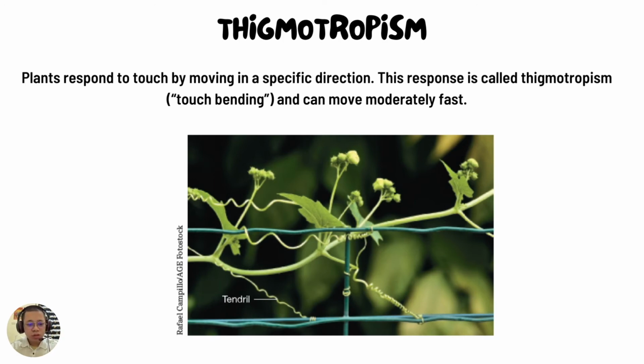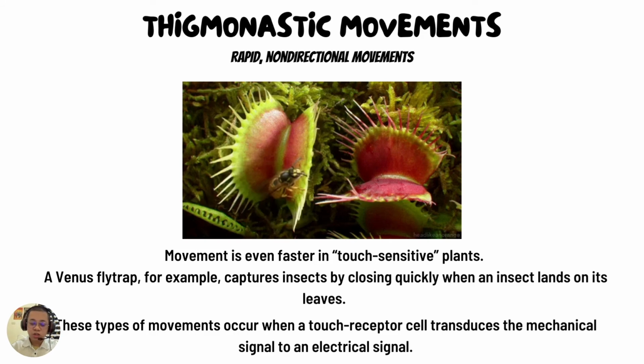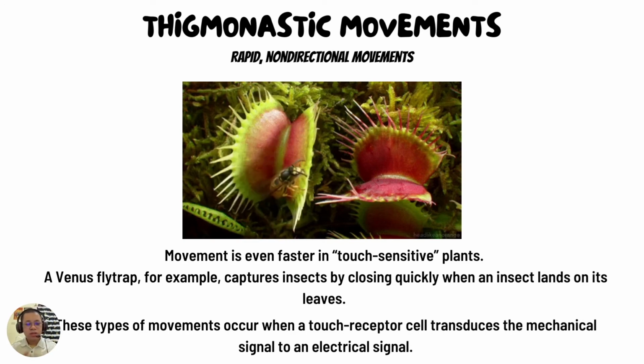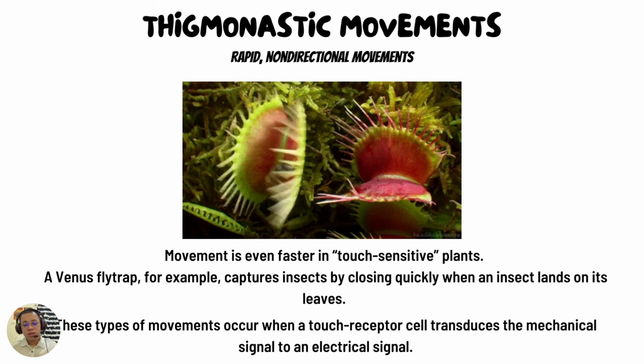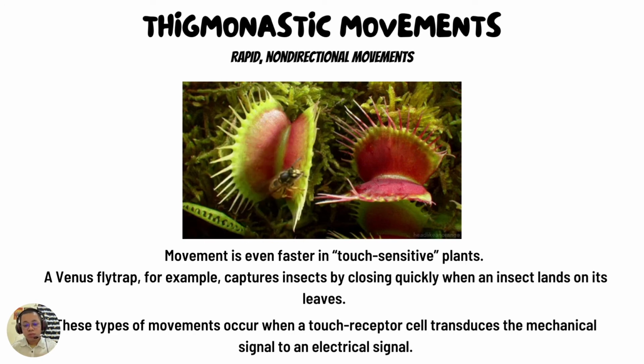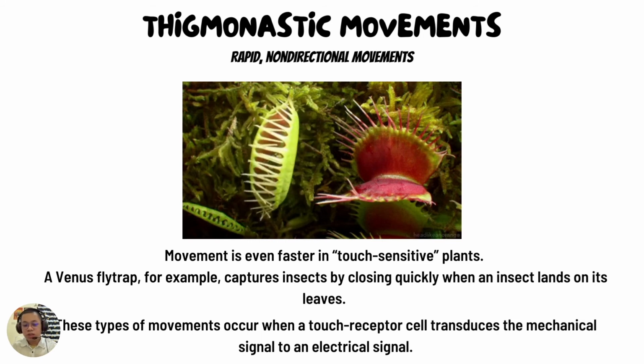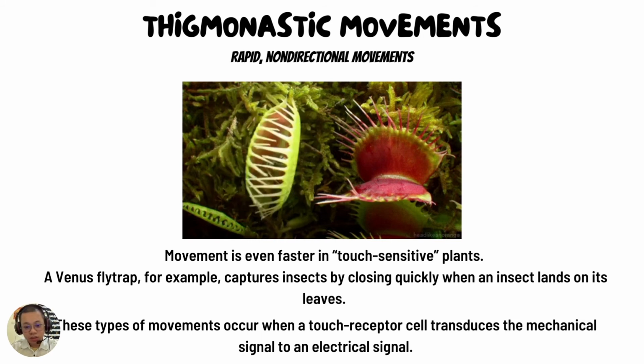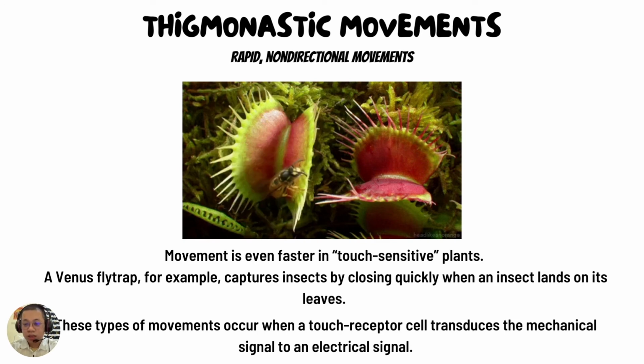But we also have non-directional movement. The movement is even faster in touch-sensitive plants, like carnivorous plants. The perfect example is the Venus flytrap. It captures insects by closing quickly when an insect lands on its leaves. These types of movements occur when a touch receptor cell transduces the mechanical signal to an electrical signal.